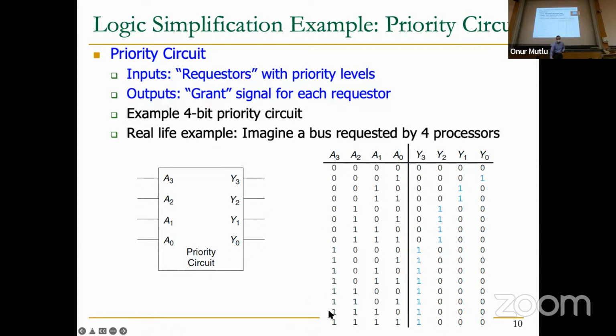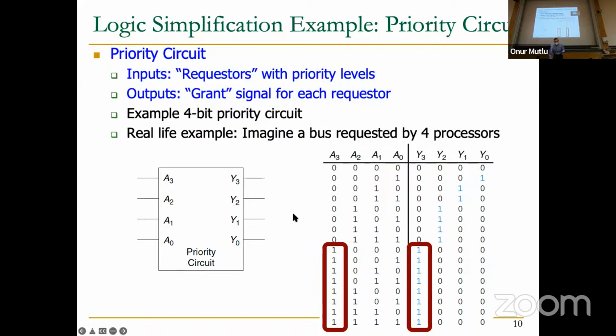And now, if you construct the truth table of this, it looks like this. Basically, if A3 is requesting, it doesn't matter what anybody else is requesting. The output corresponding to the grant signal for A3, meaning Y3, should be 1. And all of the other requesters should not be granted, meaning their corresponding outputs, Y2, Y1, Y0, should be 0. Okay? So this is a full truth table, but you can see there's some correspondence between the output and the inputs.